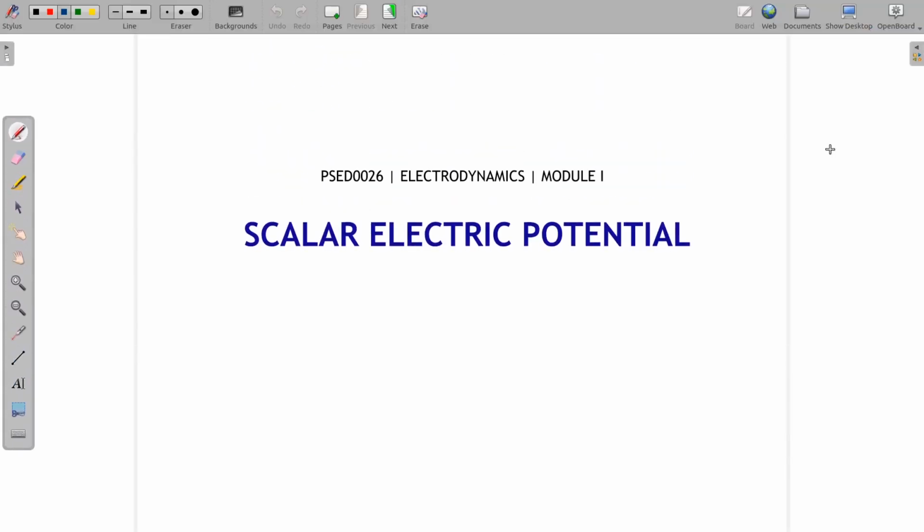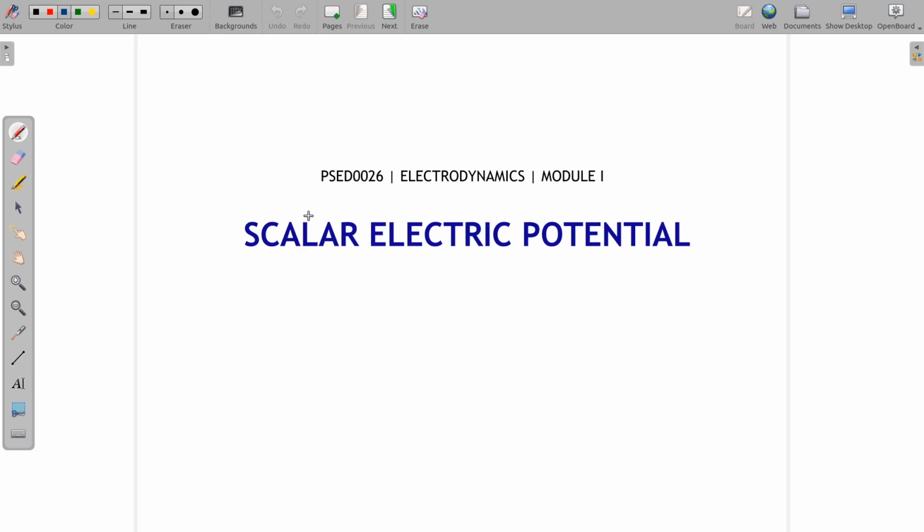Hello everyone. In this lecture we will try to use the generalized Coulomb's law to fish out the concept of the scalar electric potential. This will give us a relationship between the electric field and the scalar electric potential. Then we can use that to recast the Gauss law into a form which involves the potential instead of the electric field.